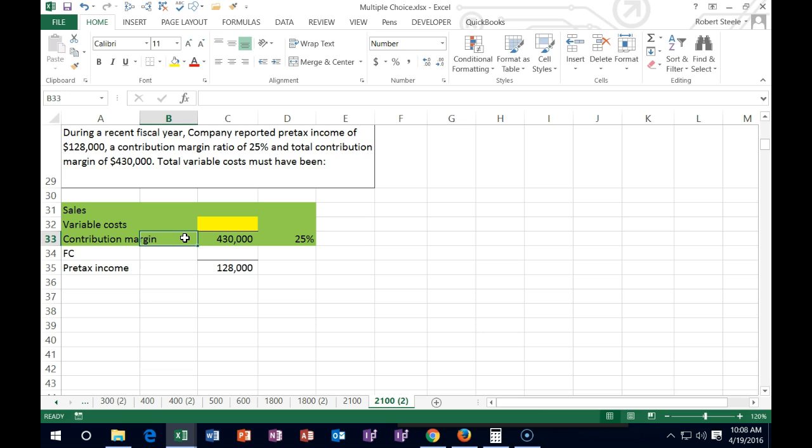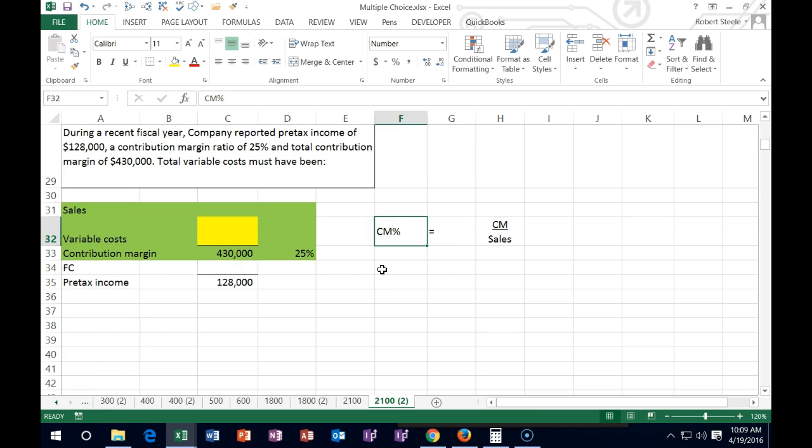Of course, multiple choice questions often have us back into numbers. We know that if I knew sales, then I can back into this number because sales minus this would equal that. So how can I get to sales? Well, we can think about the contribution margin calculation. The percent calculation for contribution margin percent is contribution margin divided by sales. So let's write that out because we have two of the three variables there, and therefore we can solve for what sales should be. So the contribution margin percent, that 25%, is equal to the contribution margin, the 430, divided by sales, which we don't know.